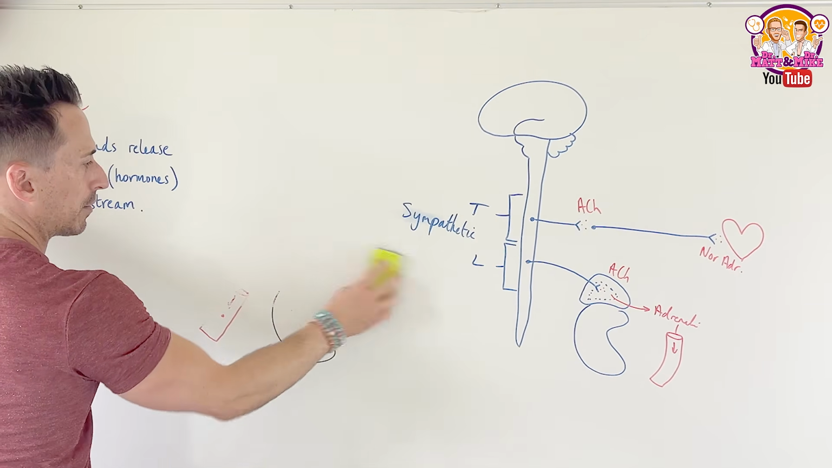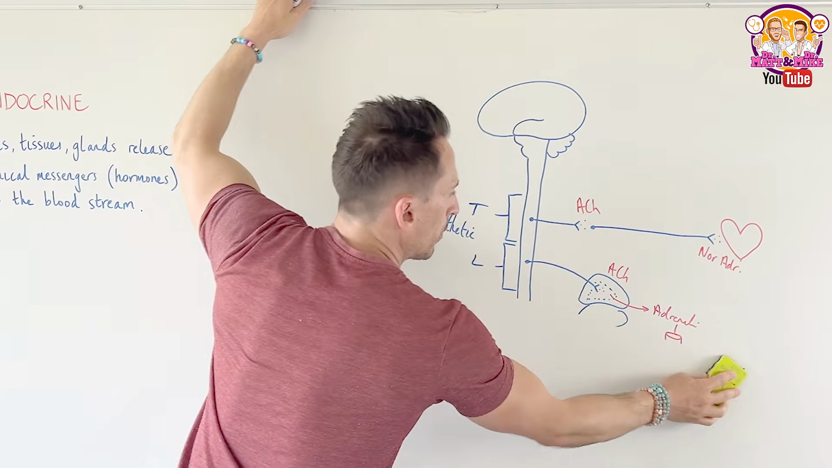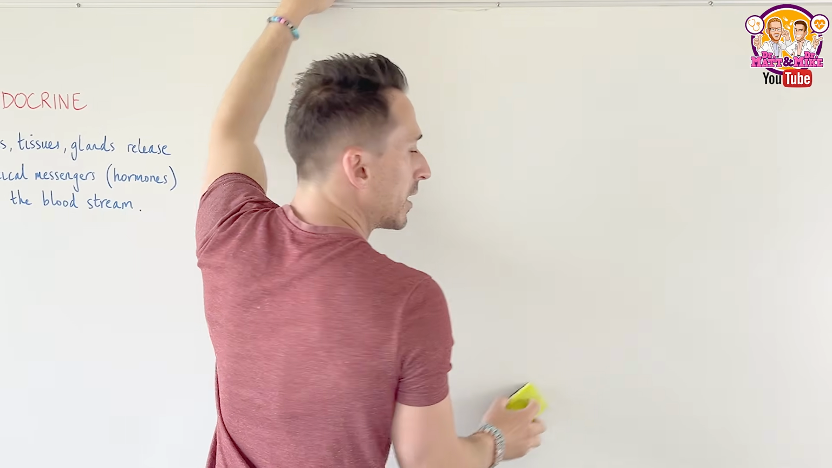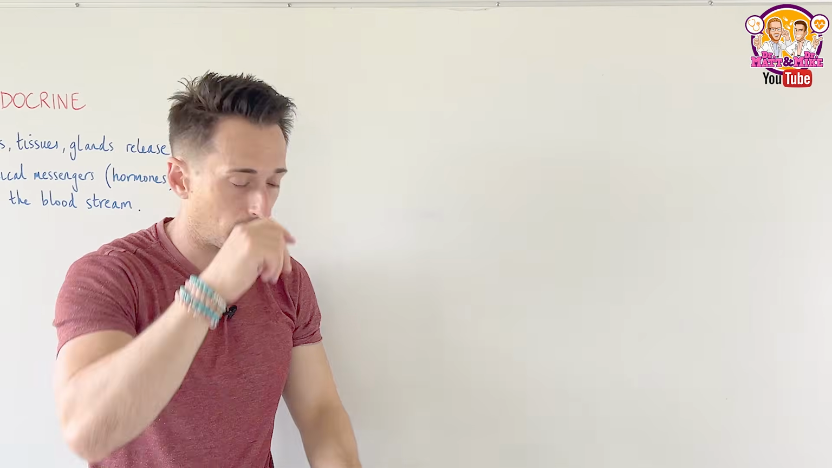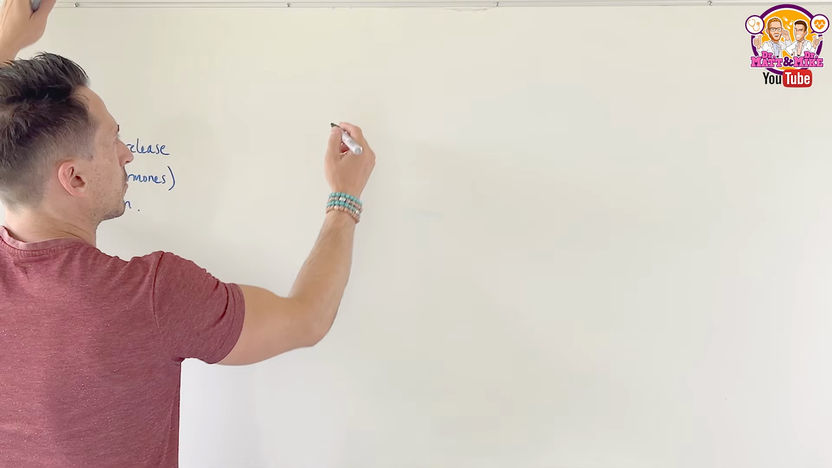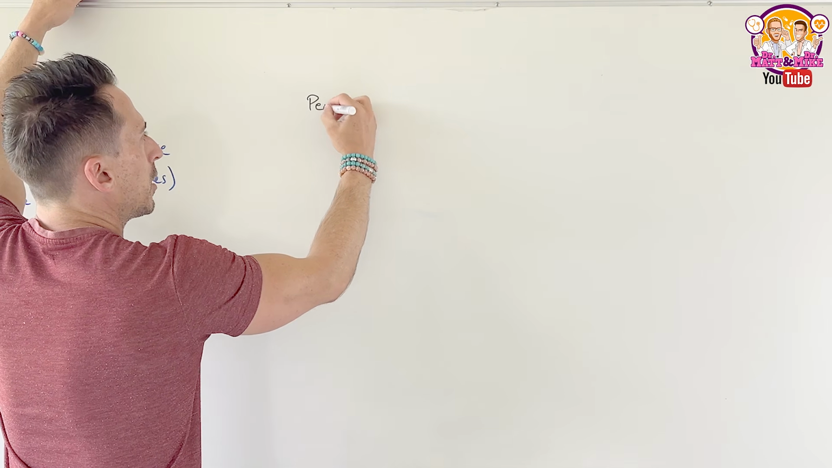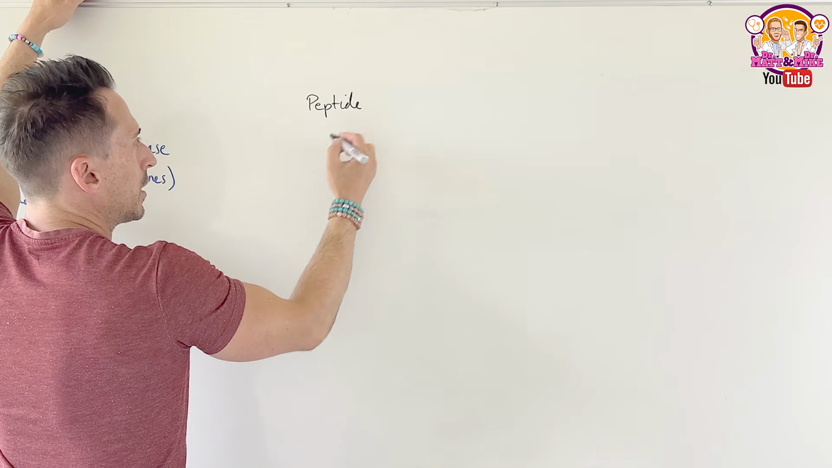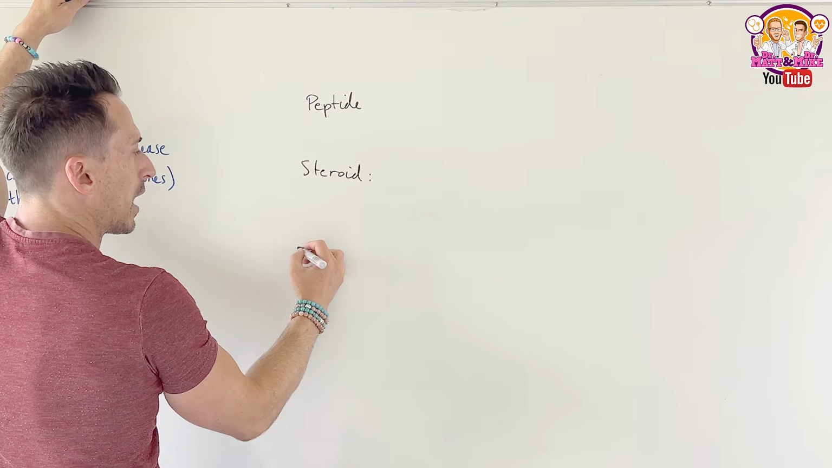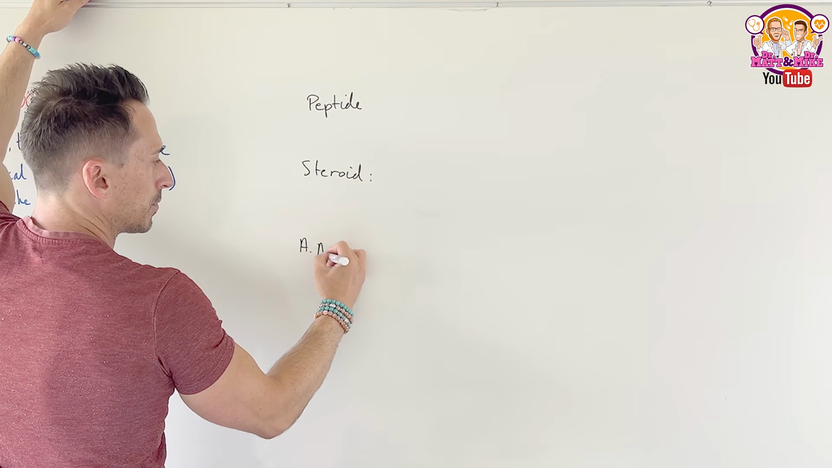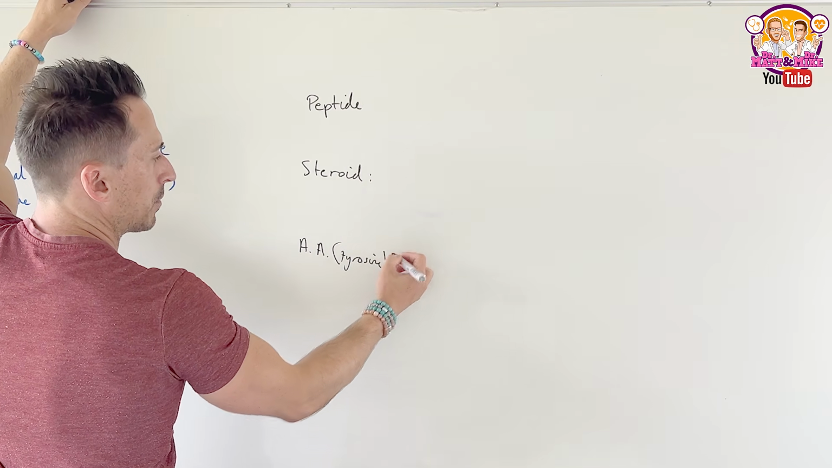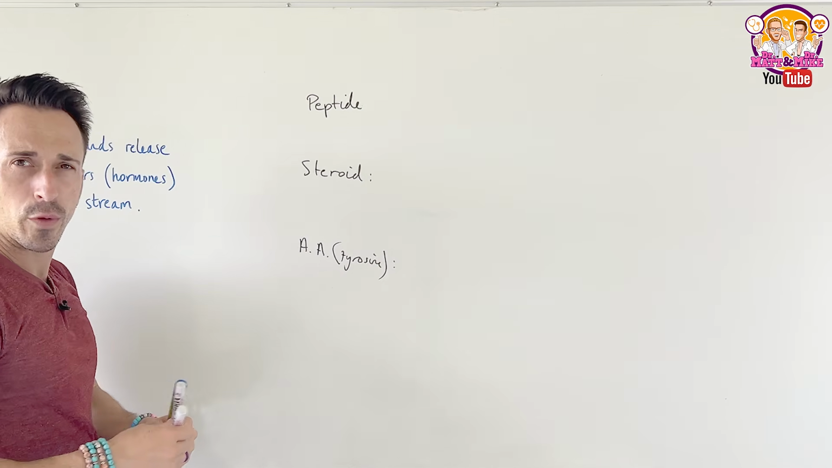Now what I want to talk about is how, once these hormones are released, we know that they jump into the bloodstream. How do they travel through the bloodstream? So, a couple of points. What were the different classes I said, right? So let's just say we have peptide or protein, we have steroid, and we have amino acid, specifically tyrosine based.